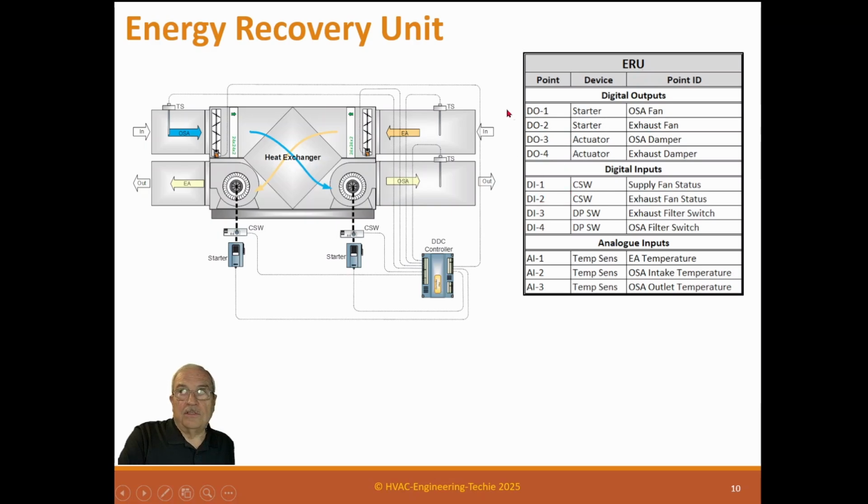Point lists for these are fairly simple. DO1 would be outside air fan, DO2 would be exhaust fan, 3 would be outside air damper, and 4 would be the exhaust damper, because we have to isolate this unit when it's not running so that outside air doesn't get into the space while it's off.